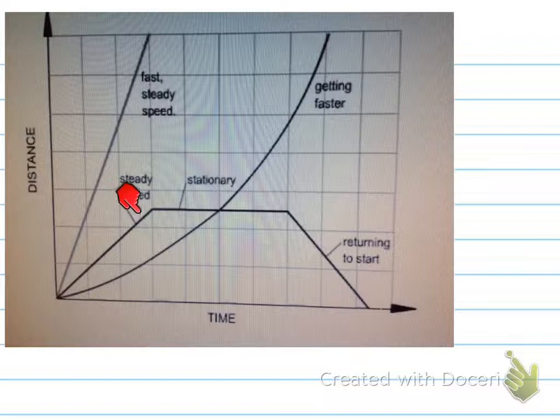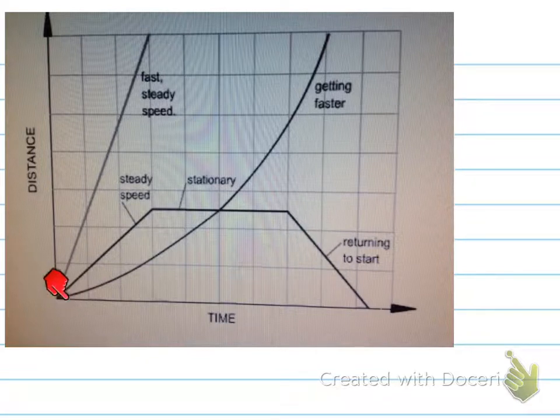It's not as steep. And then you have a stationary time, so at this point you're stationary, you're not moving, there's no movement. And then here, you're returning back to the start at the same speed at which you started. Okay, so in this case, this might be a little bit faster than this, again, depending on the steepness. You're returning back to the start.